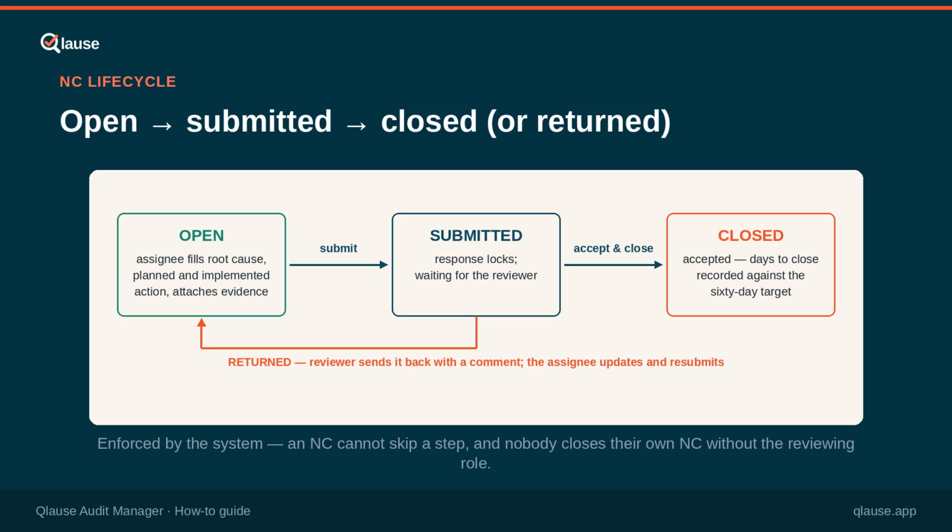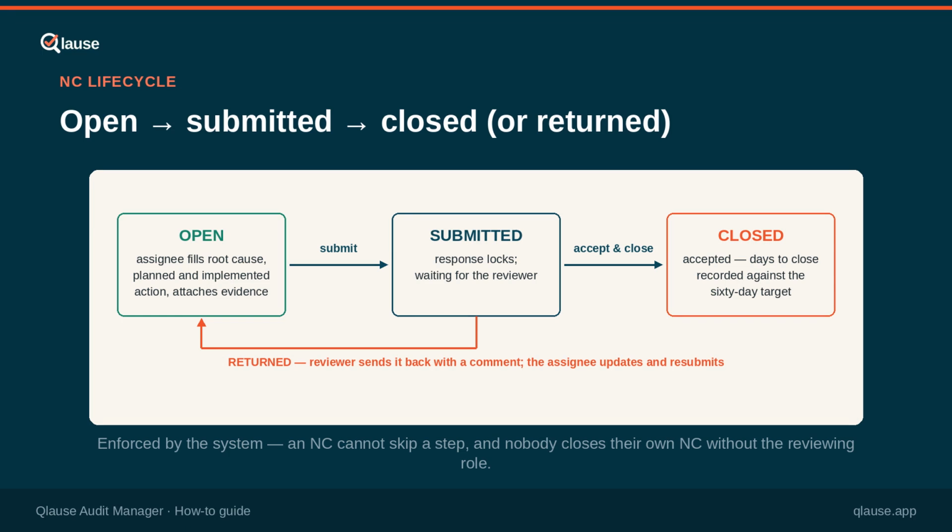Every NC moves through a simple, enforced lifecycle. It starts open, with the assignee working on the response. When the response is complete, they submit it, and the NC reads, awaiting review. The fields lock while the reviewer looks at it. The reviewer either accepts and closes it, recording the days it took against the 60-day target, or returns it with a comment saying exactly what's missing, and it loops back to the assignee to update and resubmit.